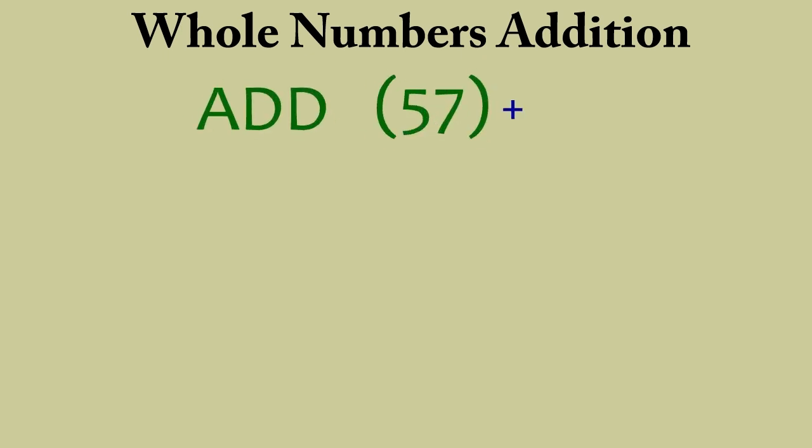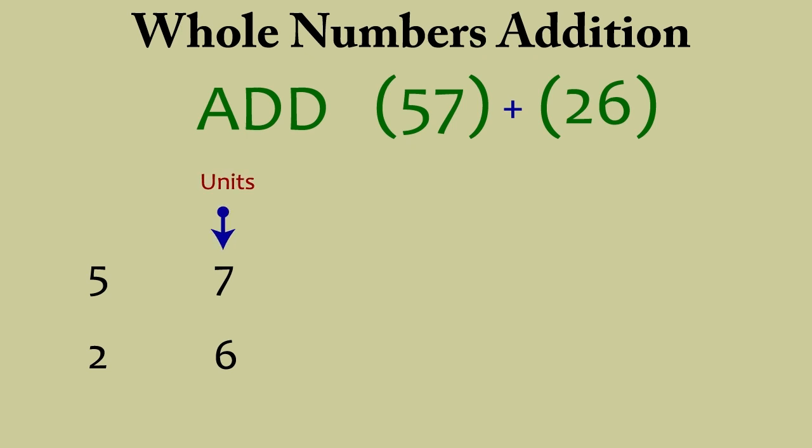First of all, we will see addition of whole numbers. Let's take an example. If we have to add 57 and 26, as you see, both are whole numbers. So write 57 and 26 by aligning the units and tens places.